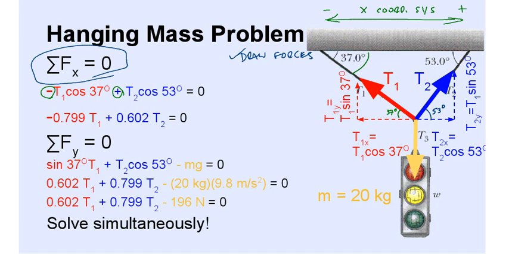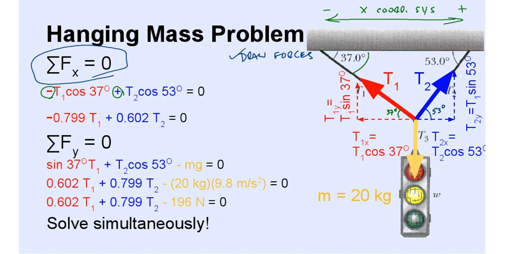Just to simplify, that cosine 37 is equal to about 0.799. So I've gotten a decimal approximation for the cosine of 37 and also 53. Just makes it look a little bit better. It's not quite as scary. It's just a number. Just make it a number. Okay. Once I have that equation built, then I need to build the other equation right here.